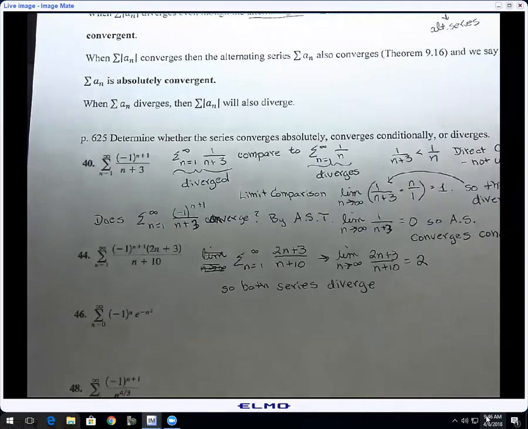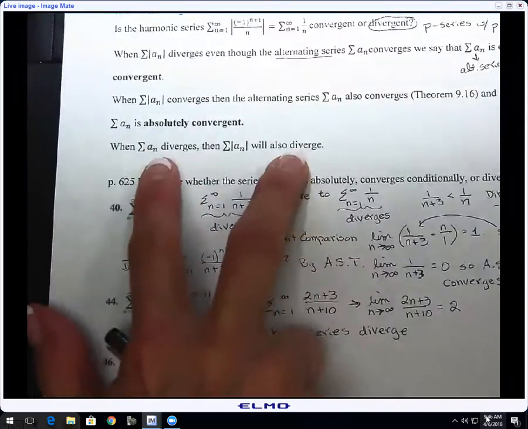That doesn't. It just says when. It did diverge by the nth term. I think you have it backwards. It's got to be: if the alternating series diverges, then the absolute value diverges. But if the absolute value... You're right. The statement right here.